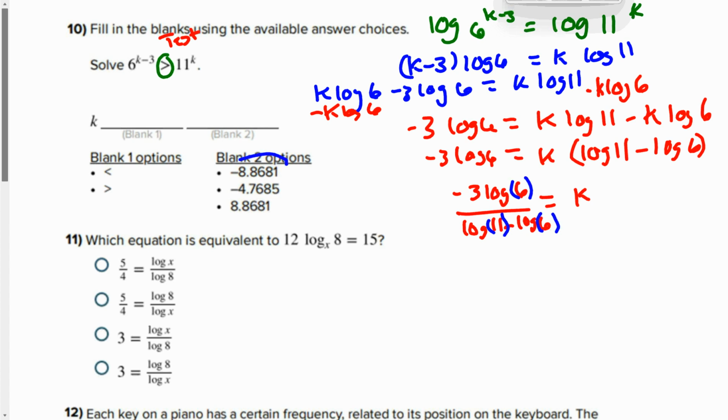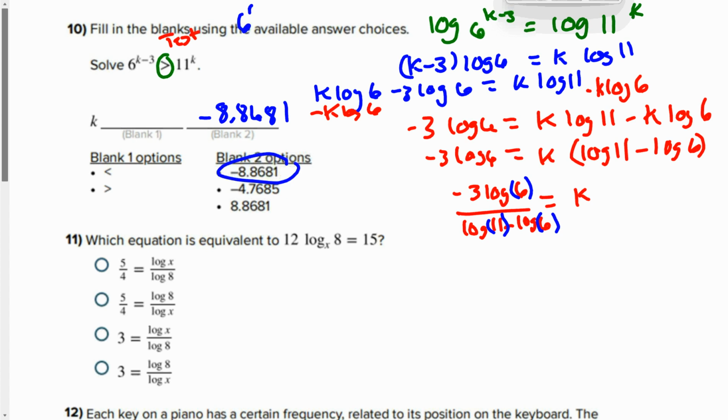And so we get this number right here, negative 8.8681. And so now I just want to test to see if I'm going to go less than this number or greater than this number. So a good number to pick into the exponents is to try 0, right? So 0 would be bigger than this. So if 0 works, we can say k is greater than. But if 0 doesn't work, then we can say it is less than. So we're going to test 0.